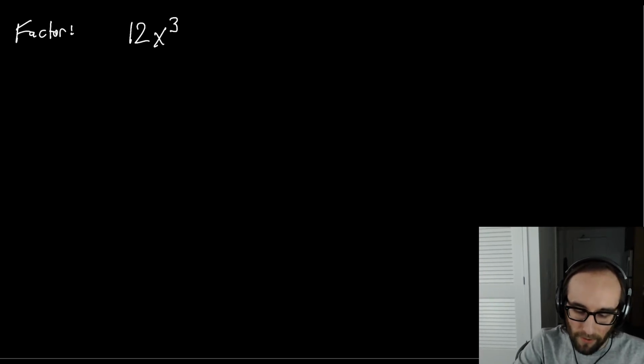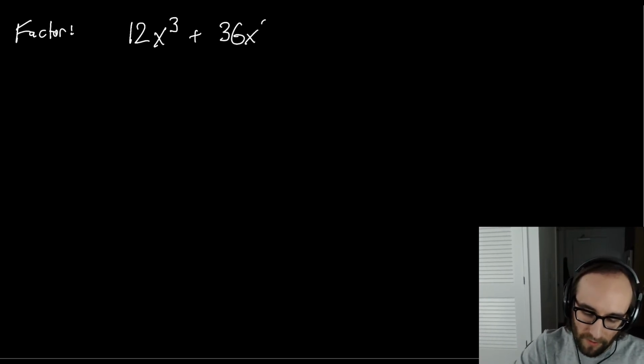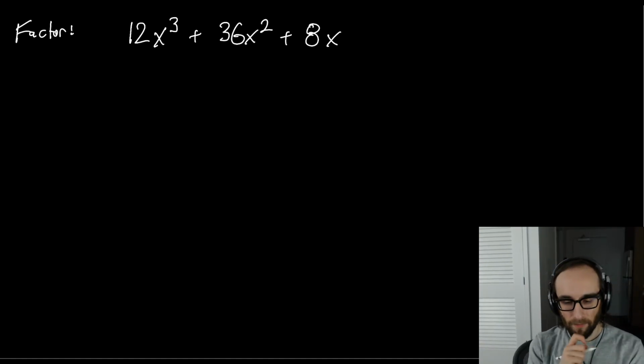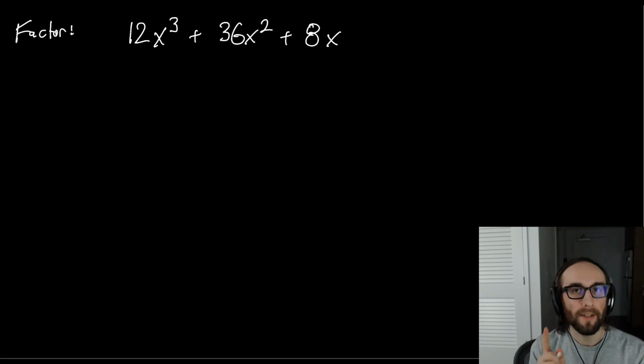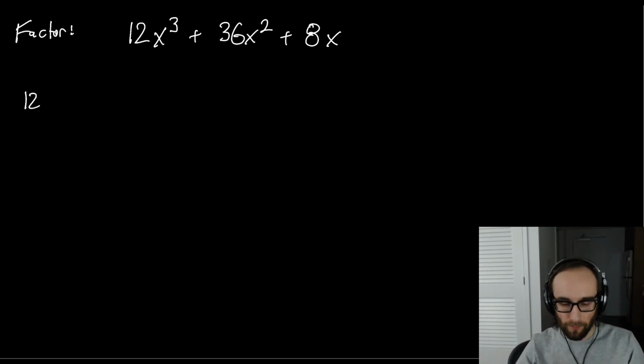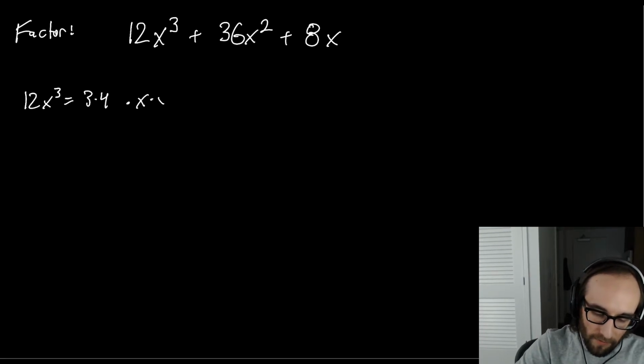Let's do 12x to the third plus 36x squared plus 8x. Okay. So what we're going to do is first take a look at all of these terms. We have 3 terms now, so we need to find common factors between all 3 of them and find the greatest common factors. So 12x to the third we could write as 3 times 4 times x times x times x. So all of our terms are going to have the x's.